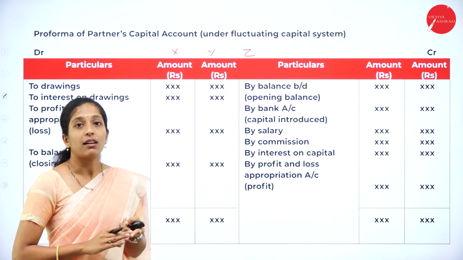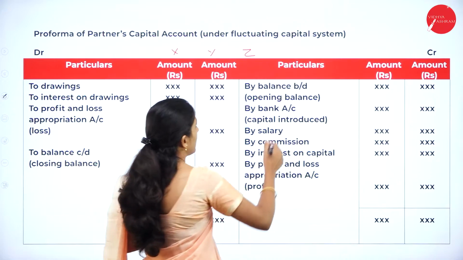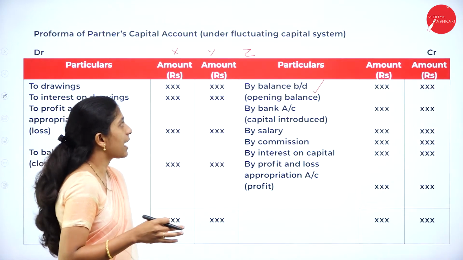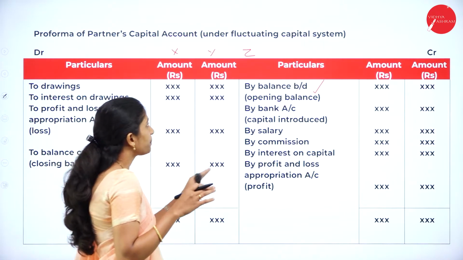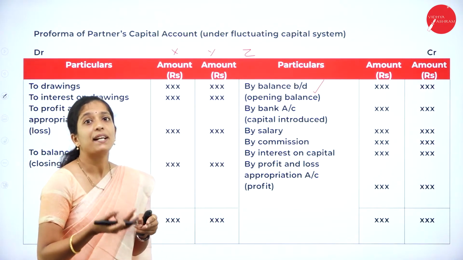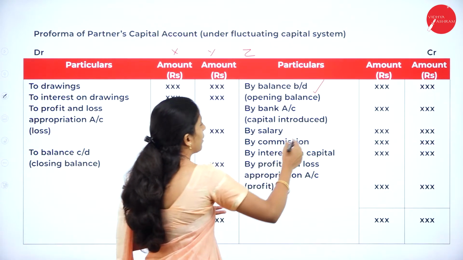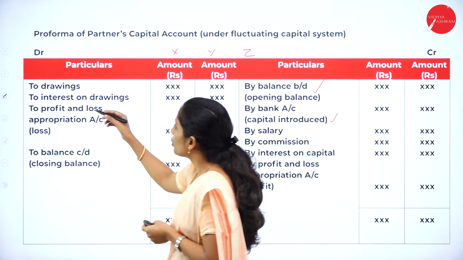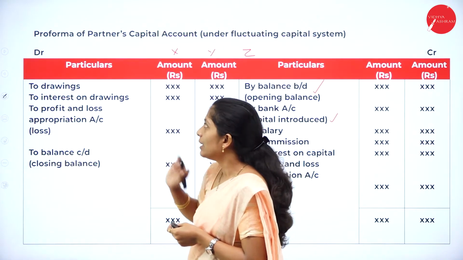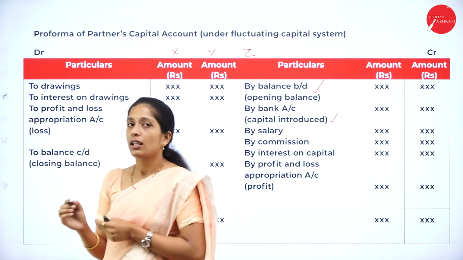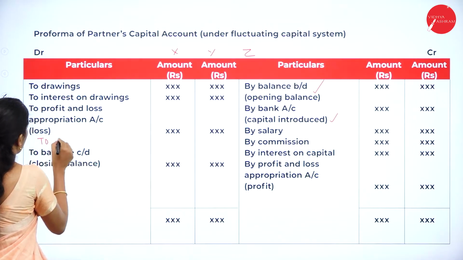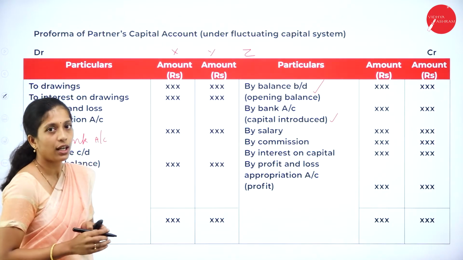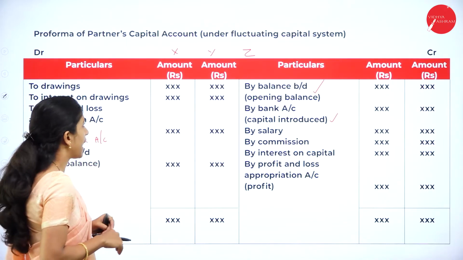Now how to begin our partner's current account? By balance brought down, that is nothing but the opening balance. The opening balance of capital will be written as by balance brought down. Then by bank account, if any capital is introduced. If any capital is withdrawn, then it should be in the debit column, written as to bank account.